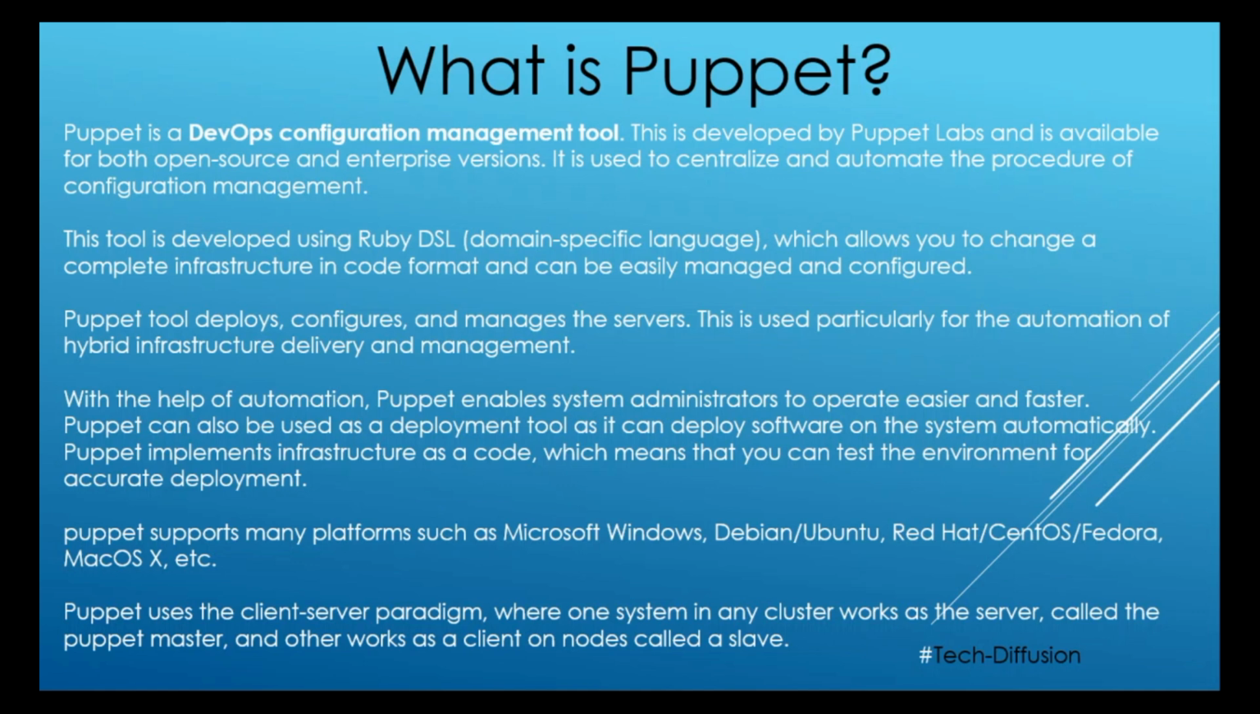Puppet is developed by Puppet Labs and available in both open source and enterprise versions. So if someone wants to use the open source one, that is possible. It is used to centralize and automate the configuration management procedure. This tool is also developed using Ruby, which allows you to manage the complete infrastructure as code and easily configure it. Puppet tools deploy, configure, and manage servers. This is used particularly for automation, for a hybrid infrastructure, where some software works on different technologies and different servers.